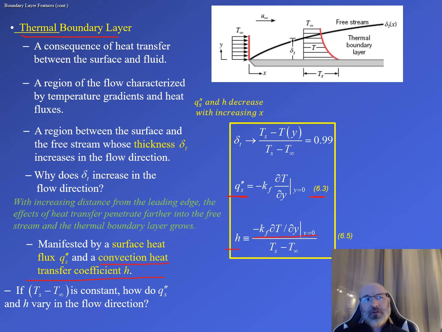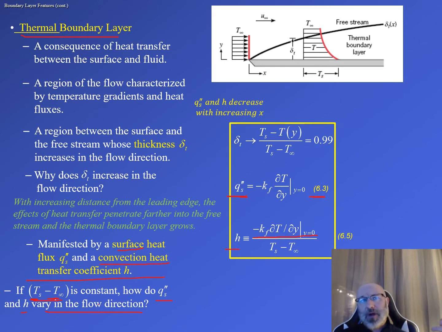So now let's ask ourselves this question. If our surface temperature and our surrounding temperature, Ts minus T infinity, are constant, so if this Ts minus T infinity is constant, then how does our q sub s double prime, or our surface heat flux, and our h value, our convection heat transfer coefficient, vary in the flow direction if this temperature difference right here is constant?